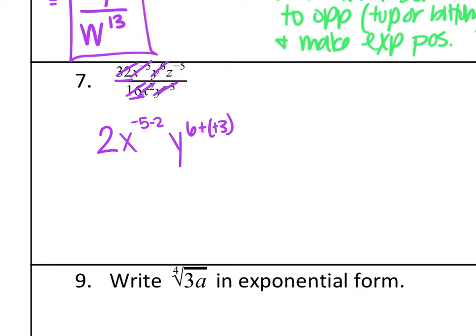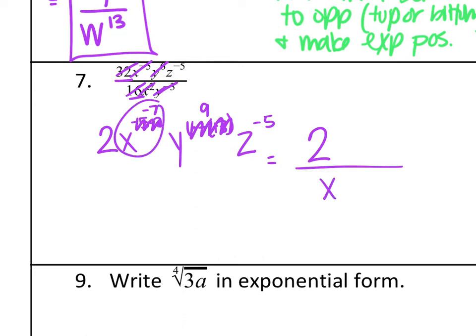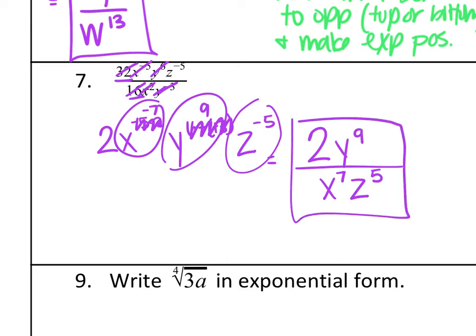Done with those, and then there's nothing to go with z to the negative 5th. All right, so negative 5 minus 2 is negative 7. 6 plus 3 becomes 9. And I need to take anything negative and move it to the bottom. So 2, the x to the negative 7th will move to the bottom and become positive. Y to the 9th is already positive, so it can stay. And then z to the negative 5th will become z to the positive 5th.